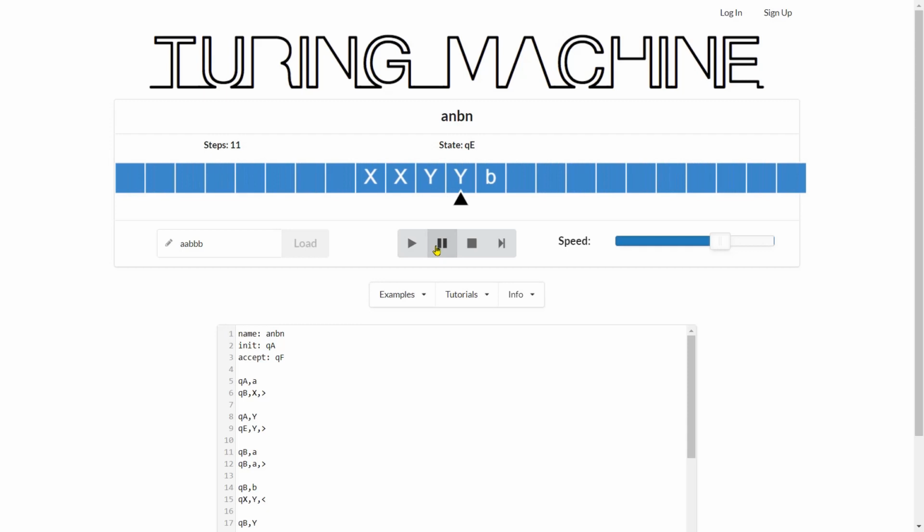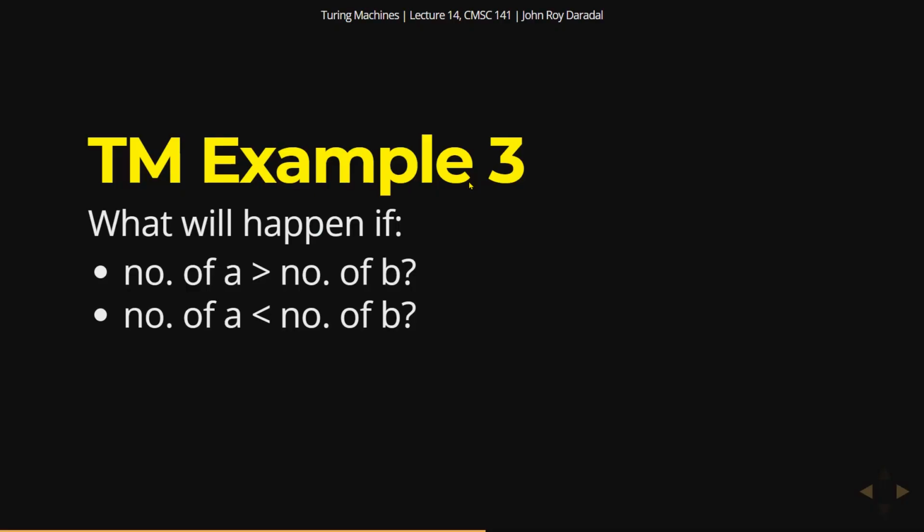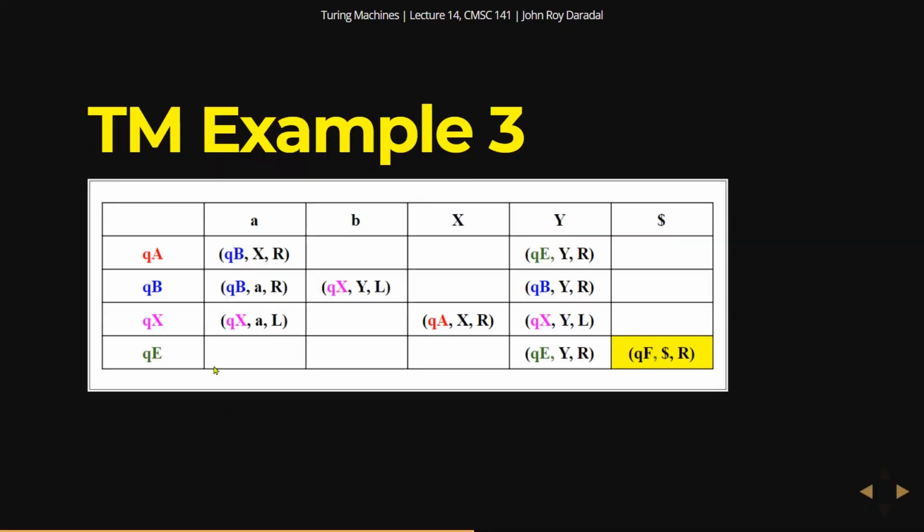Okay, now it's supposed to look for the end, and it's only supposed to be finding Y's along the way, meaning all of the B's should have been paired off. But once it encounters this B, which is unmarked, then it will be rejected because QE is not defined for the input symbol B. Okay? So go back here. QE on B is not defined, right?